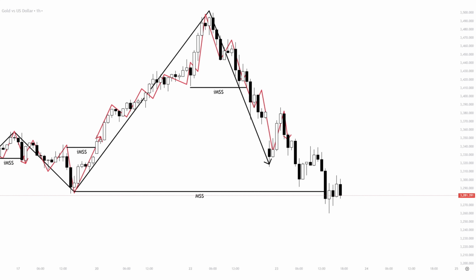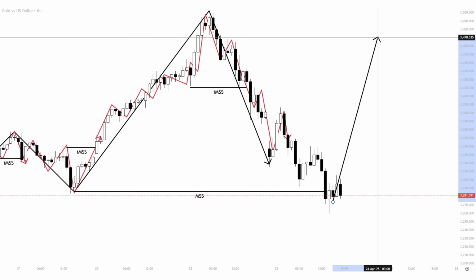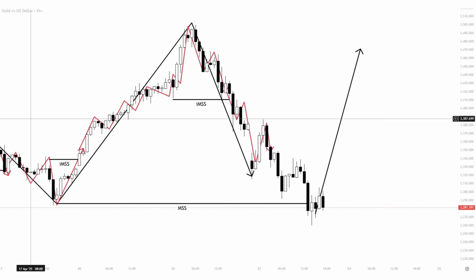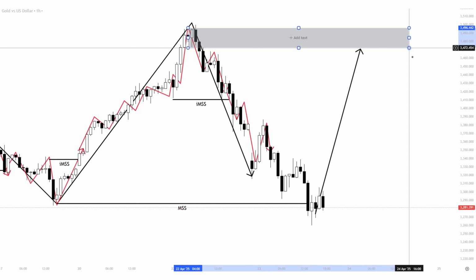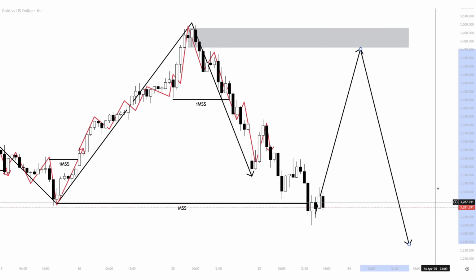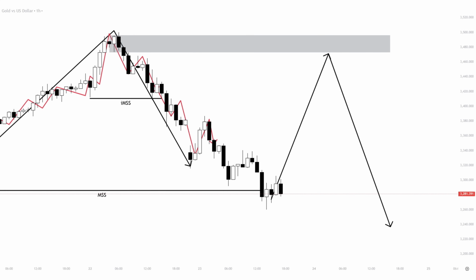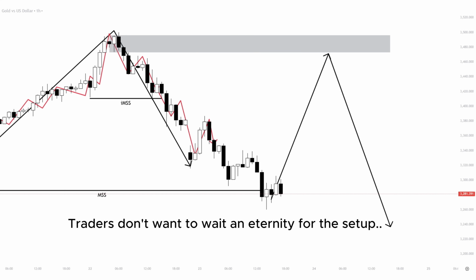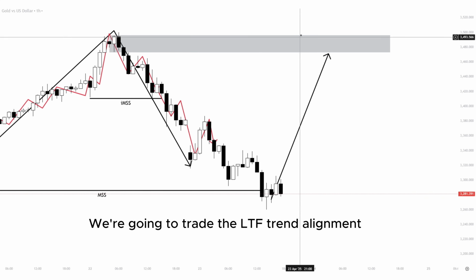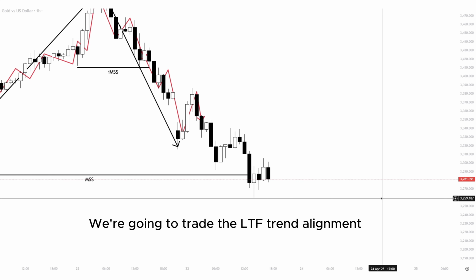Now what we would expect is a formation of lower highs from where it will probably reject since we've flipped into a bearish trend, and the rejection usually comes from a supply near the highest levels. This supply taking the market into swing lower lows. But what we are talking about is on the extreme swing levels. And the problem traders face is that they don't want to wait hours, days, or weeks for this setup to actually happen. So what we're going to do instead is trading the low time frame trend alignment with the high time frame trend. I will explain soon how that can be done.